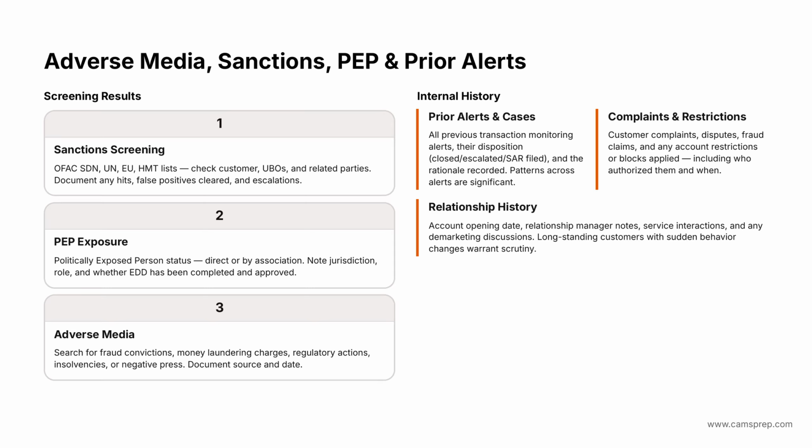Search adverse media for fraud convictions, money laundering charges, regulatory actions, insolvencies, or negative press. Always document the source and date. On the internal history side, pull all previous transaction monitoring alerts, their disposition, and the rationale recorded. Patterns across alerts are significant. Review complaints, disputes, fraud claims, and any account restrictions or blocks.